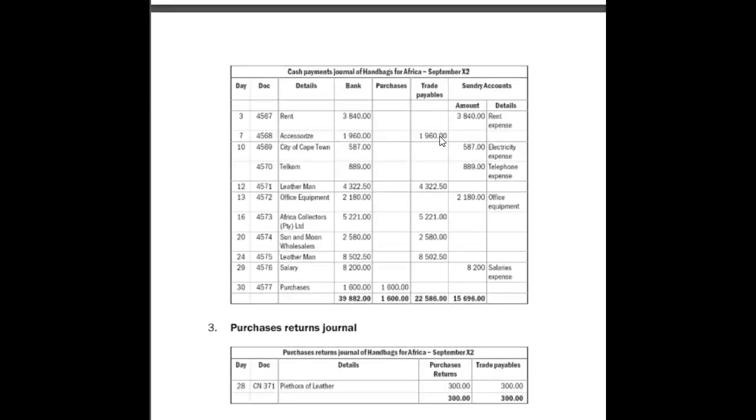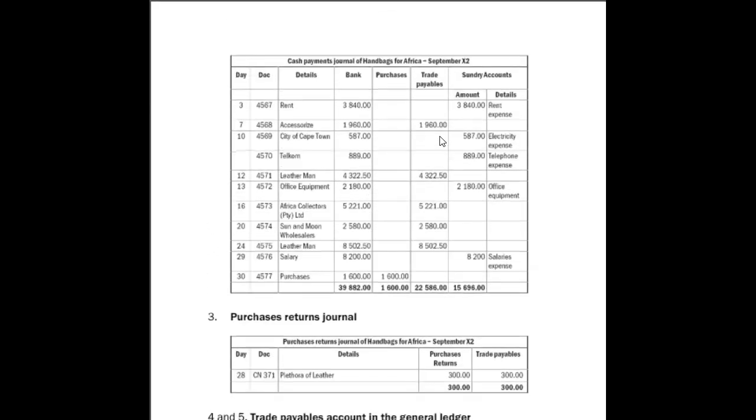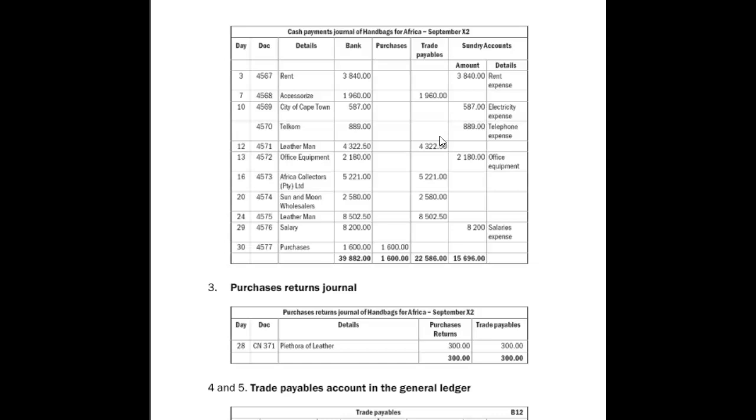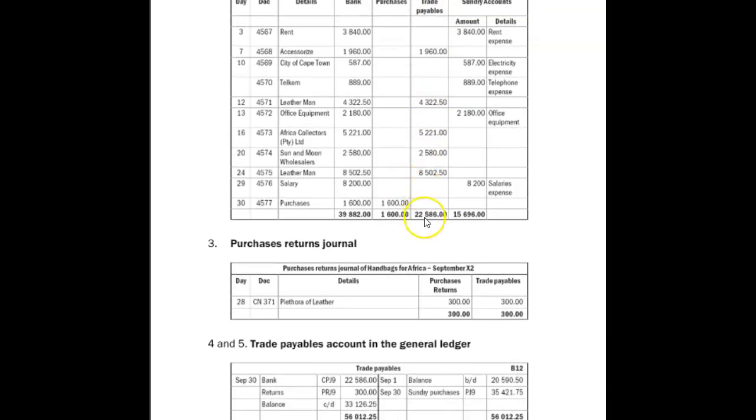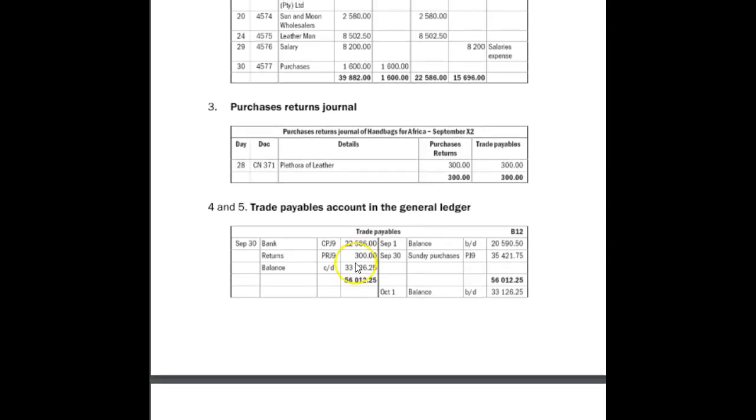And then over here, cash payments journal. Remember, you deal with bank over here. Now, if you're paying your trade payables, it's going to get reduced, right? So you debit trade payables with the amount 25,225,886, and here, as you could see, it's over here. Returns, same thing. If you're returning goods, it's decreasing. So that is why it goes under here, 300. And then obviously you work out your balance brought down, balance brought forward.